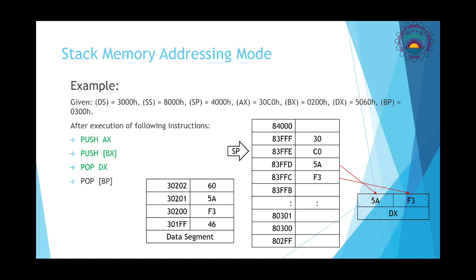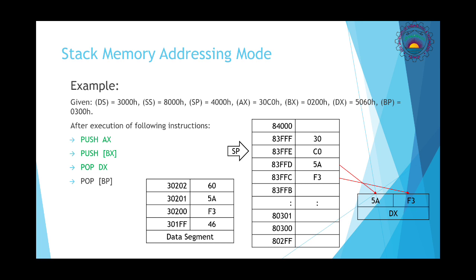Now we have to discuss pop operations. First pop instruction is pop dx. So a word will be transferred from top of the stack to register dx of processor. Before execution of this pop instruction, SP is pointing at location 83FFC and the word stored there is 5A F3.